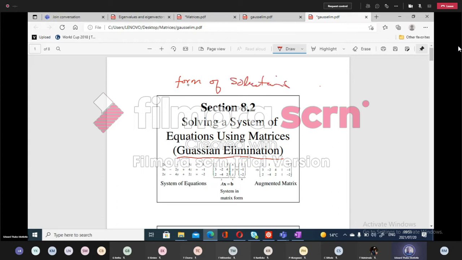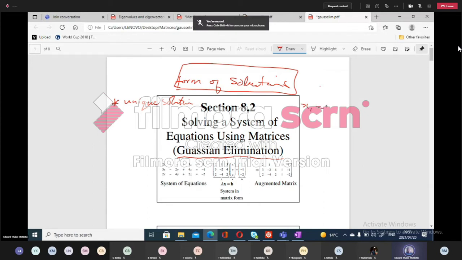There are 3 types of solutions that you can get when you solve a system. The first solution that you can get is called a unique solution. You get a unique solution when you have a value for x1, for x2, and for x3. In this case, x1 was 2, x2 is equal to 3, and x3 is equal to minus 4.